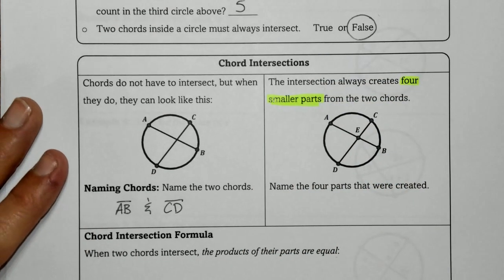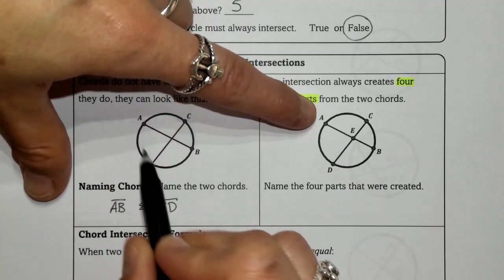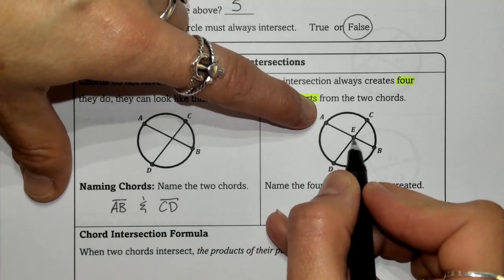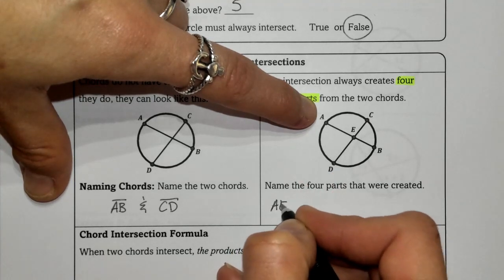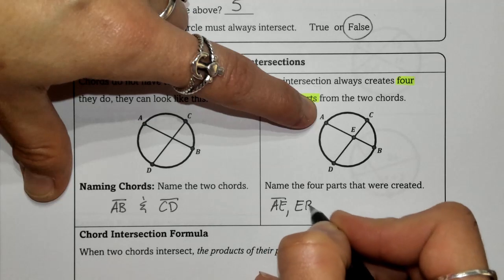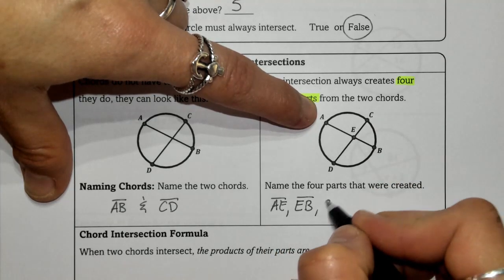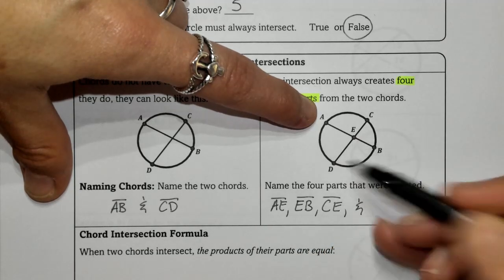So here we want to name these 4 small parts. If we take segment AB, one of the chords, E is going to be where it divides it. We have segment AE and segment EB. Going to the other chord, we have segment CE and segment ED.